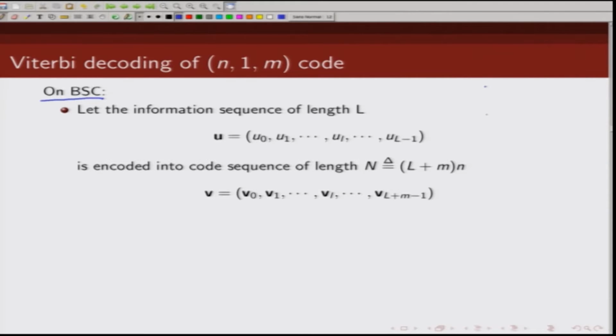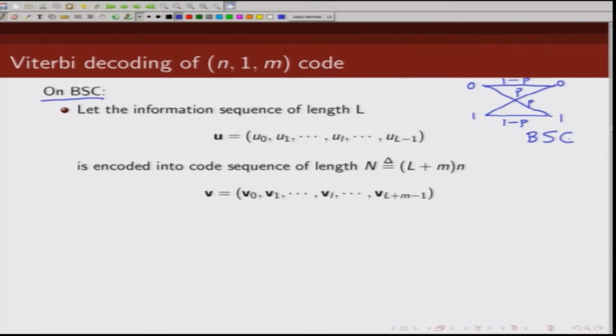We have 2 inputs, 0 and 1. Similarly, we have 2 outputs, 0 and 1. There is a 1 minus p probability of receiving the bits correctly, and there is a crossover probability p of bits getting flipped. So this is our binary symmetric channel.